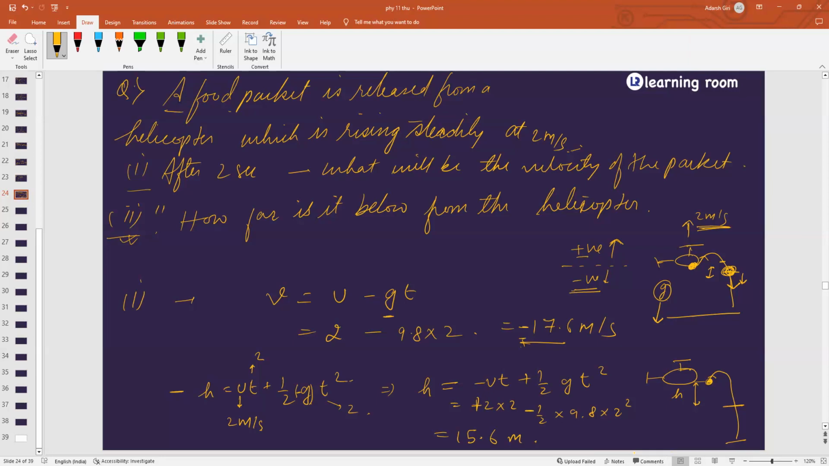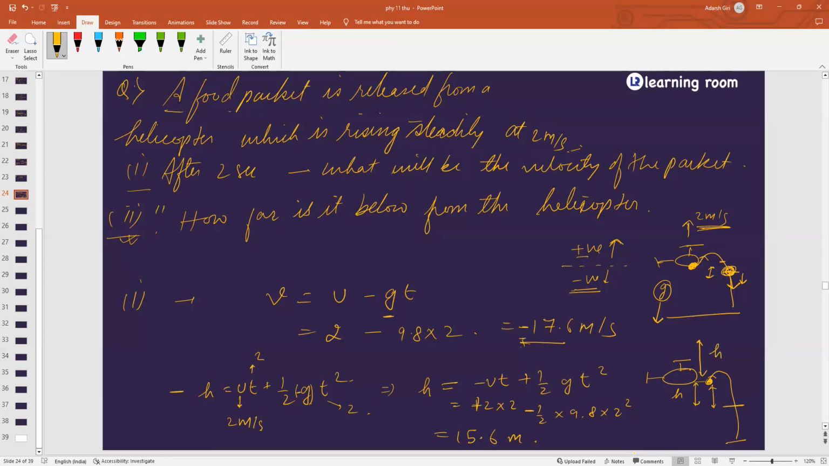Everyone getting this? But this is not the complete answer. In 2 seconds, the packet fell down. But in the same 2 seconds, the helicopter will also go up because it is still rising. In the same 2 seconds, after dropping the packet, the helicopter will also go up.